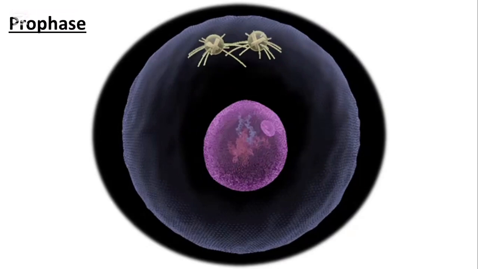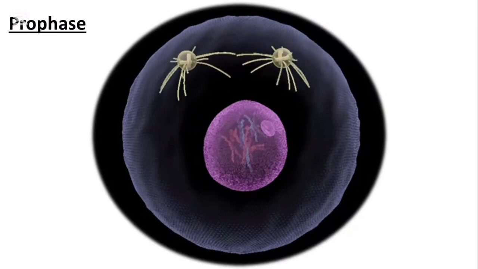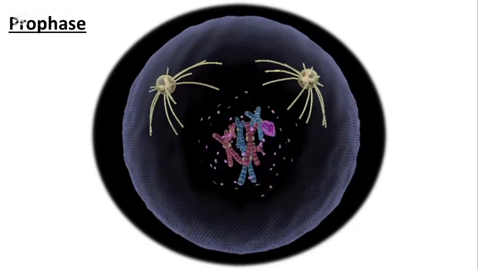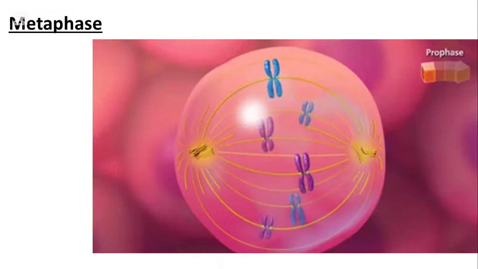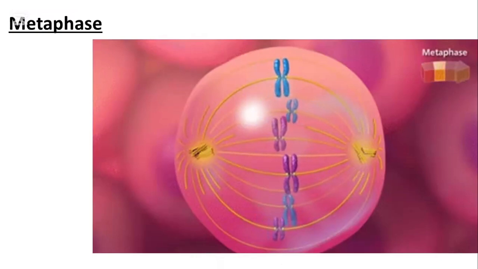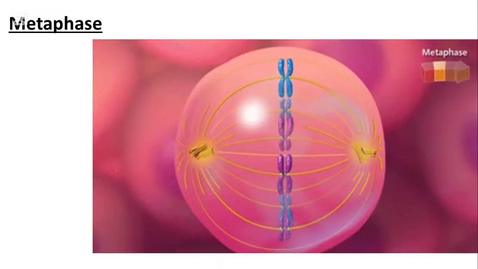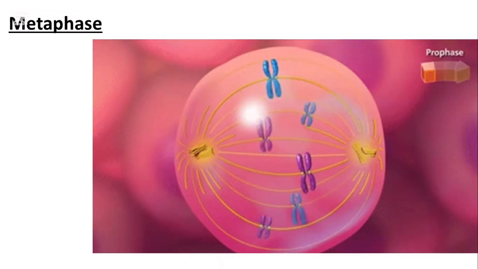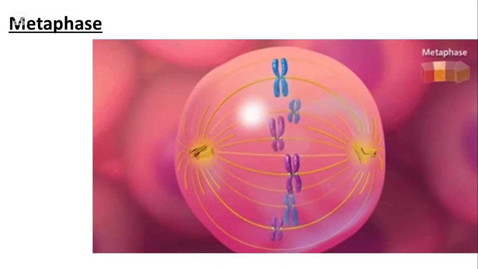After that, the second phase will start, that is metaphase. In the second phase, chromosomes align at the equatorial plate, forming a metaphase plate in the center. A plate will form in the center of the cell. That plate is called the metaphase plate.